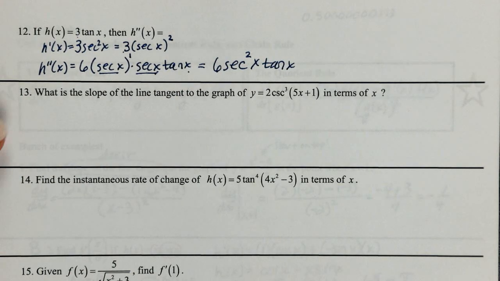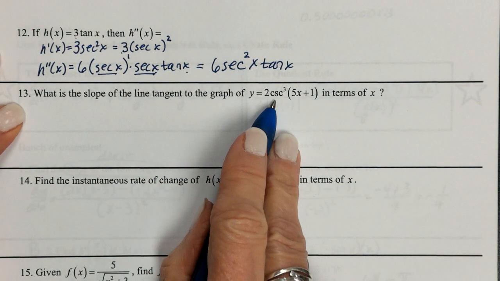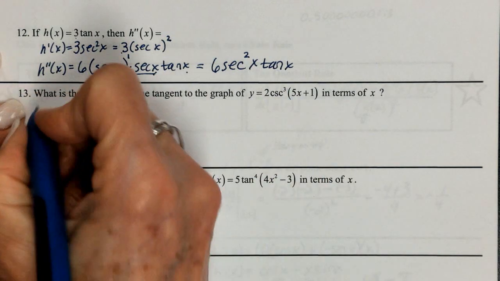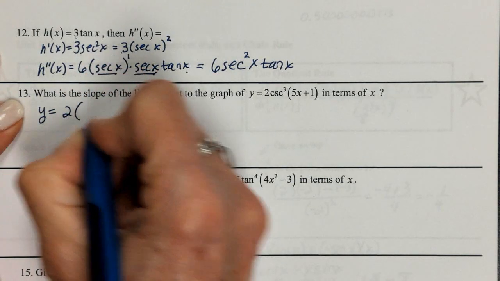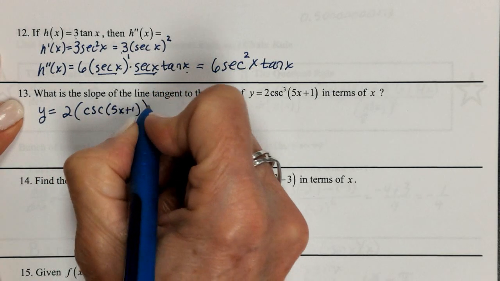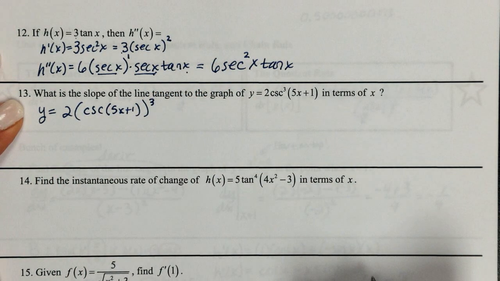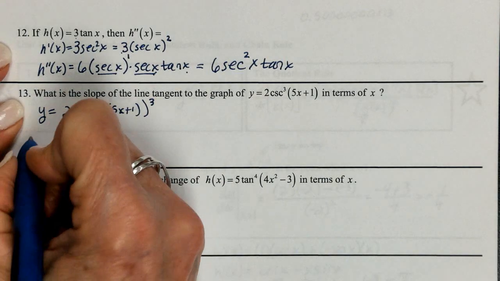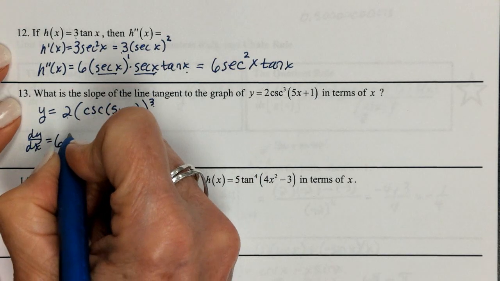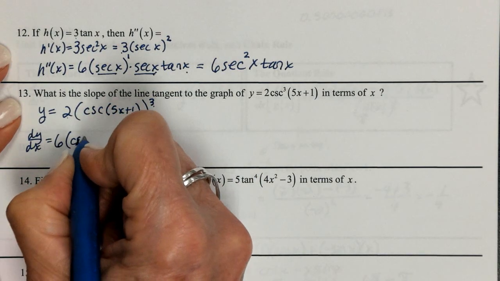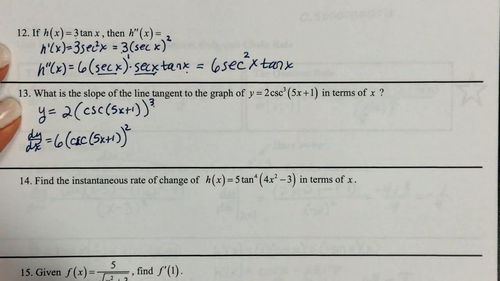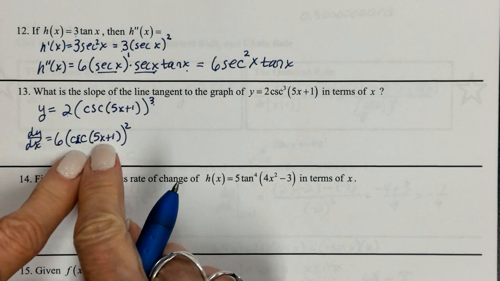Okay, number 13, slope of the line tangent to this function. So I see a trig function to a power, so I'm going to rewrite it as the trig function all to the power. Okay, now we do the chain rule. 3 times 2 is 6. Keep whatever was in there stays in there. Reduce your power by 1. Now we need the derivative of the inside.